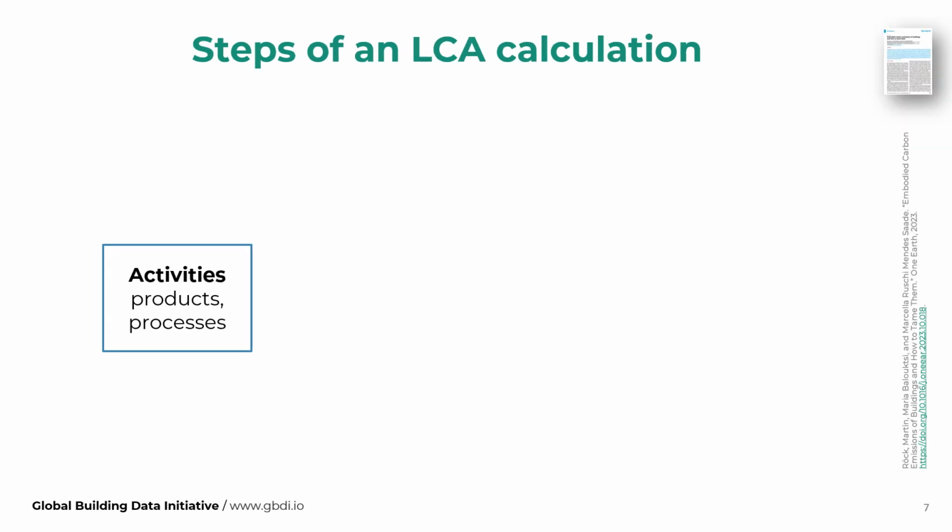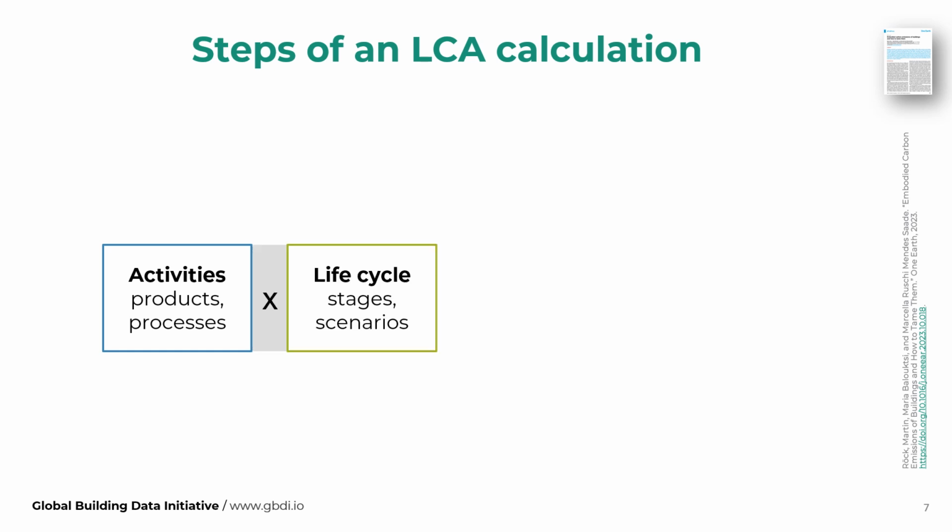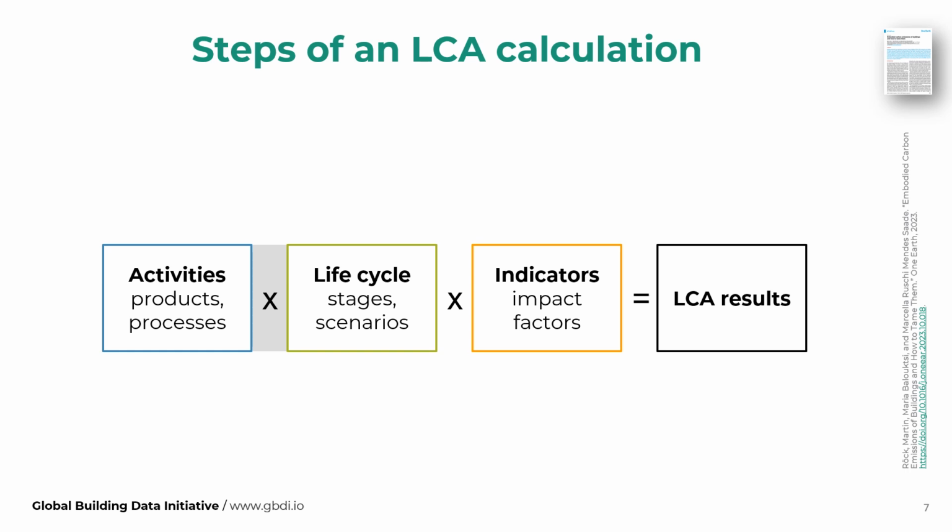Now, the steps of an LCA calculation are really to take the list of these activities, these products and processes, and calculate based on the different life cycle stages and the different scenarios that we assume for future life cycle stages, the so-called life cycle inventory. So the combination of activities and life cycle assumptions, life cycle scenarios makes up the life cycle inventory. That's an extended list of activities that we then multiply with the indicators, with the impact factors related to different indicators. Now, when we talk about greenhouse gas emissions, these are, for example, emission factors for the embodied emissions of 1 kilogram of concrete during production. And then that gives us really the LCA results.